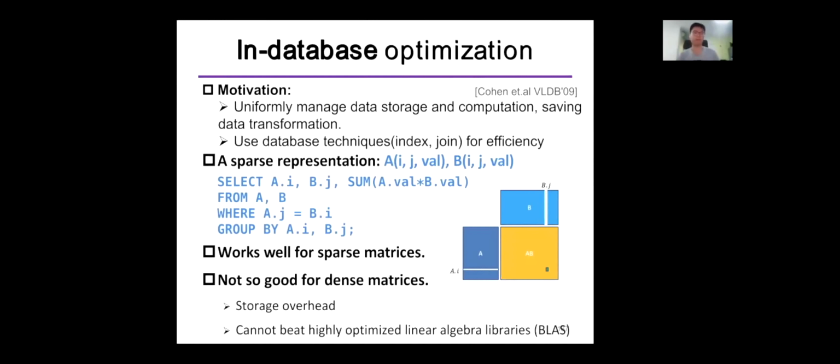So this work is proposed to execute the linear algebra operations in the database so that the computation of these operations is likely to be accelerated because the data storage and the computation will be managed by the database systems. So the time of data transformation can be saved, and some database techniques like index join can be utilized for efficiency. So to this end, this work uses a sparse representation to represent the matrix.